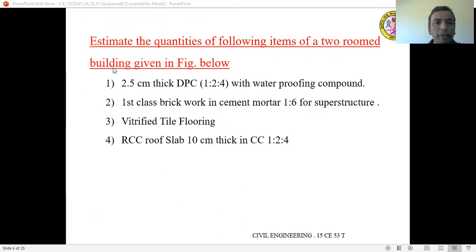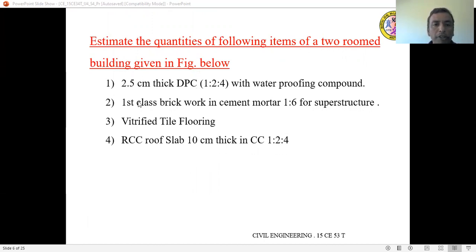In this question, estimate the quantities of the following items of a two-room building given in the figure in the next slide. There are four items given. You have to calculate the quantity of each item with cost. First one, 2 centimeter thick DPC in cement concrete 1:2:4 with waterproofing compound. Second one is first class brickwork in cement mortar 1:6 for superstructure. Third one, vitrified tile flooring. Fourth one, RCC roof slab 10 centimeter thick in cement concrete 1:2:4.